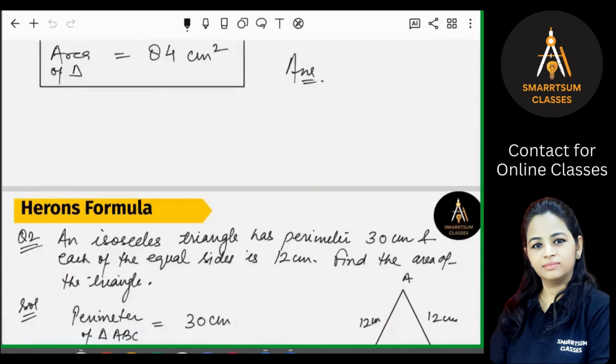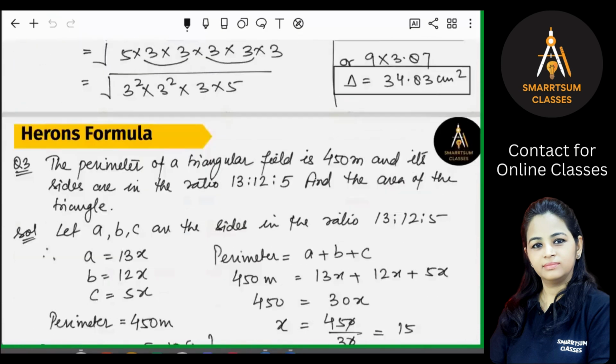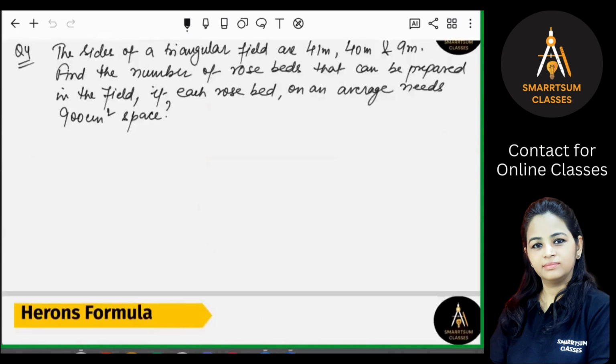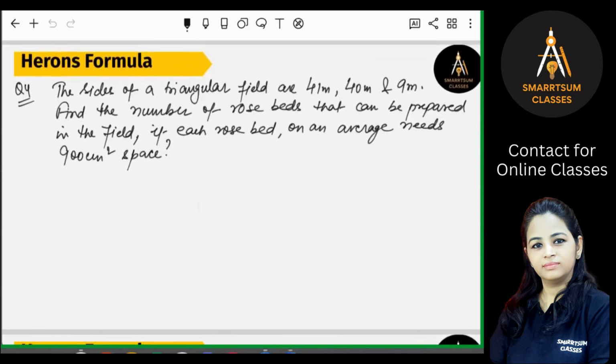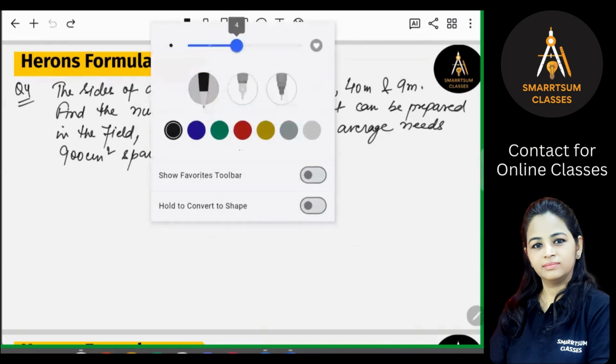So we did some questions yesterday. Now let's see this question. The sides of a triangular field are 41 meter, 40 meter, and 9 meter. Find the number of rose beds that can be prepared in the field if each rose bed, on an average, needs 900 centimeter square space. In this question, the sides of the triangular field are given.